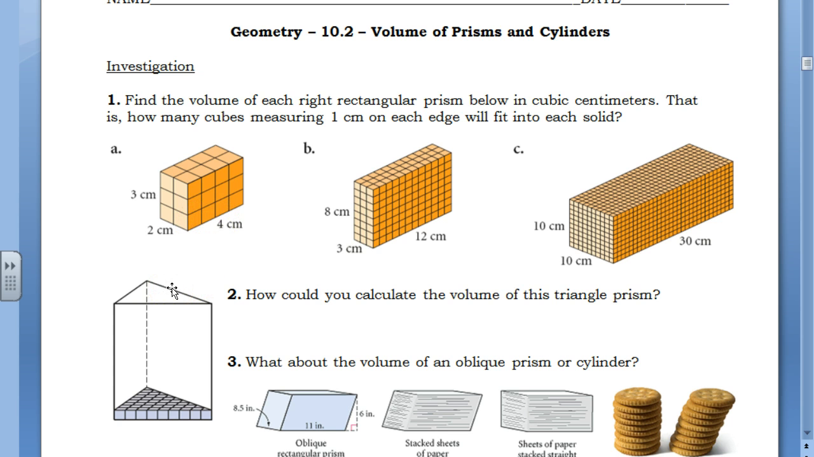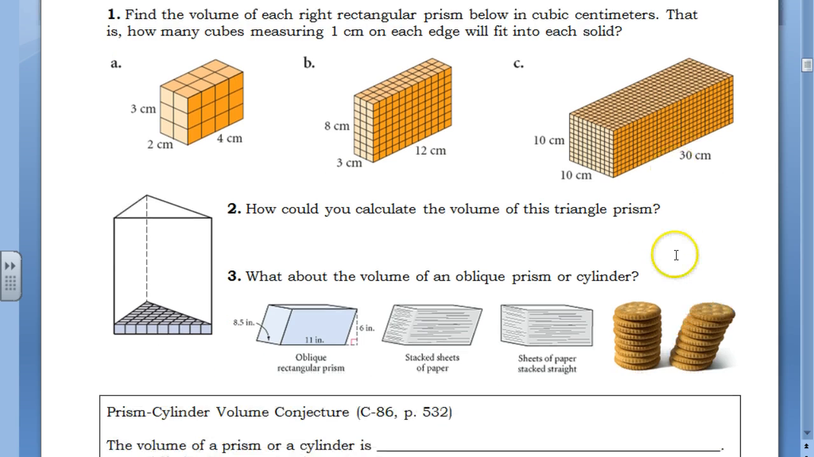And that works for really large shapes where you wouldn't necessarily want to count each individual one. Like I have 3 in this row, by 8 rows that makes 24, times 12 layers. If I do 8 times 3 times 12, it'll give me the volume of this shape. Same thing here, 10 times 10 times 30 gives me the volume of this shape.